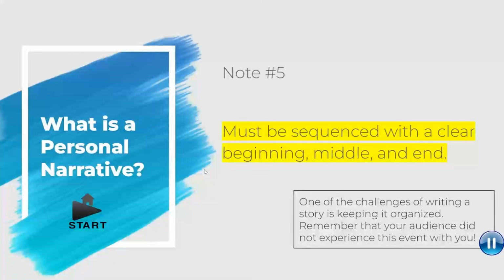Your personal narrative must be sequenced with a clear beginning, middle, and end. Think about the way that other stories that you read are structured. One of the challenges of writing a story is just keeping it organized. Remember that your audience did not experience this event with you. That means you're going to have to write this kind of like an author would. You're going to have to write it in a way where they're going to understand where you are, what you're doing, what your motivations are, what you're feeling at the time, and all that takes detail.